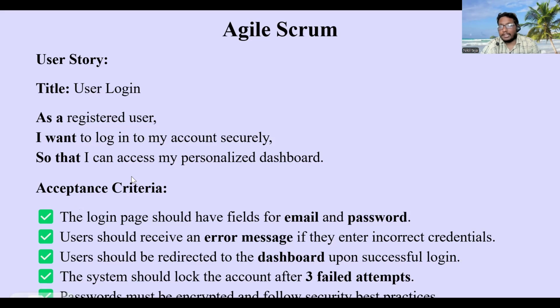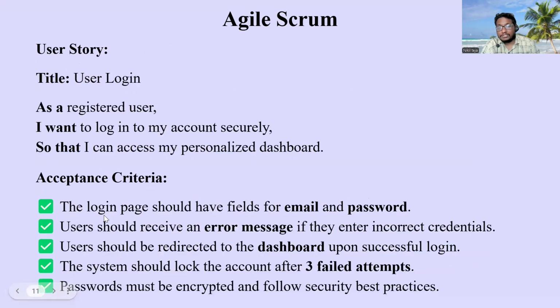Next is the acceptance criteria. Acceptance criteria is how we give guidelines to the developers and designers. User stories will be written by the product owner, business analyst, or product manager. As a business analyst, we have to write the user stories, and the acceptance criteria are the guidelines and instructions to the developers or designers. The acceptance criteria points will be: the login page should have fields for email and password. This is one of the instructions we have given to developers and designers.